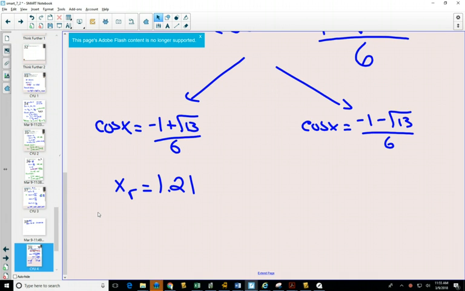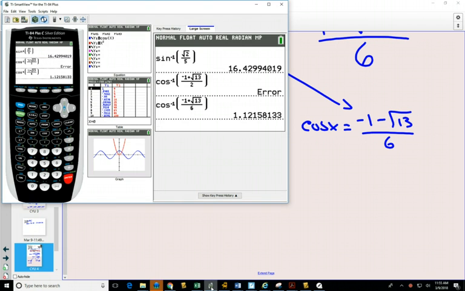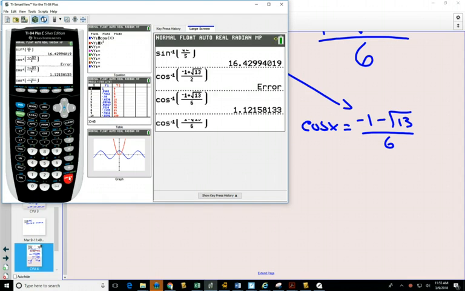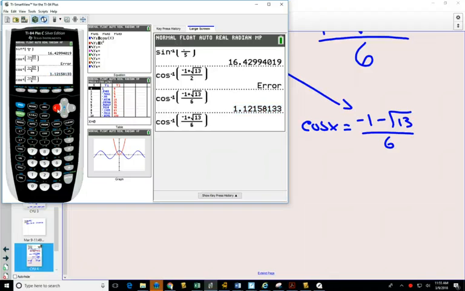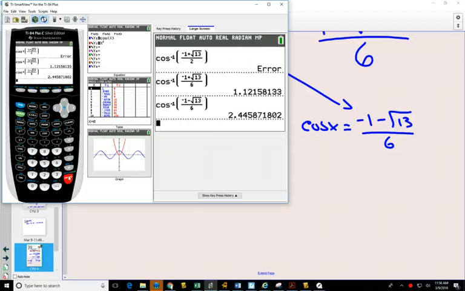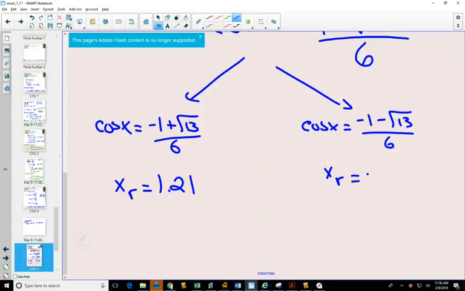Okay, so the reference angle is 1.21. Now we'll find our reference angle for our second one. Our second one is exactly the same, except there is a minus sign instead of a plus sign. So I'll change that to subtract, and get a reference angle of 2.45. All right.